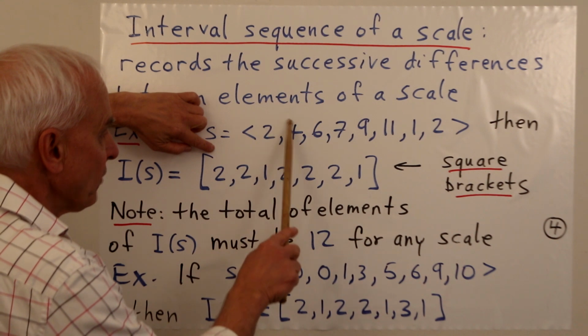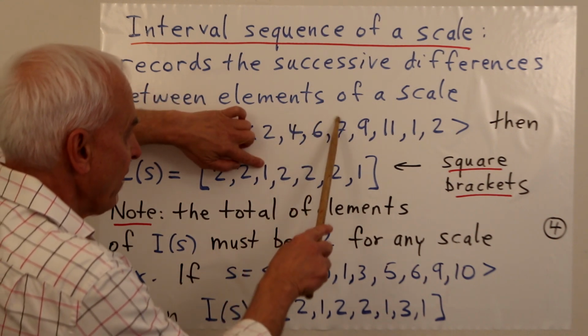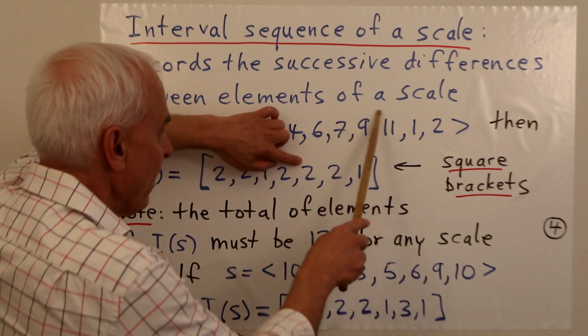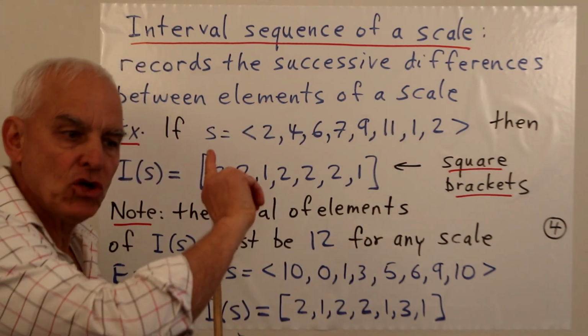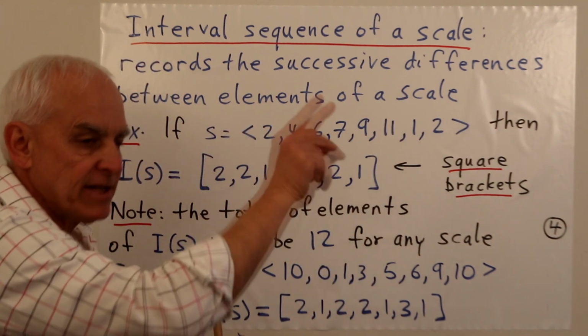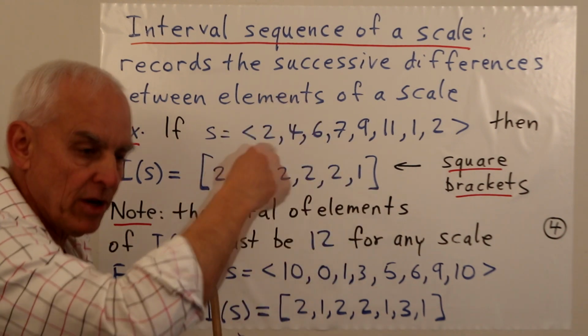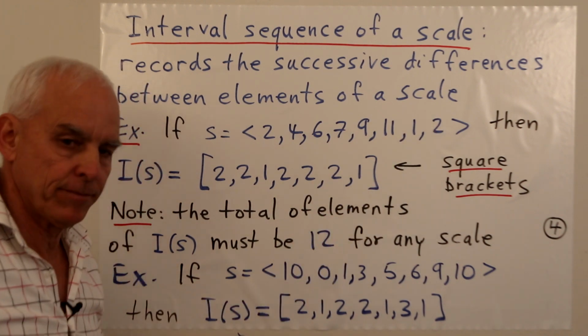So to go from 2 to 4, it's 2. To go from 4 to 6 is 2. To go from 6 to 7 is 1. To go from 7 to 9 is 2. 9 to 11 is 2. 11 to 1 is also 2, because that's 2 on the clock, which is how many steps you have to take to go from the 11 position to the 1 position. You're going in the up direction, so you have to take 2 steps. And to go from 1 to 2, that's 1 step.